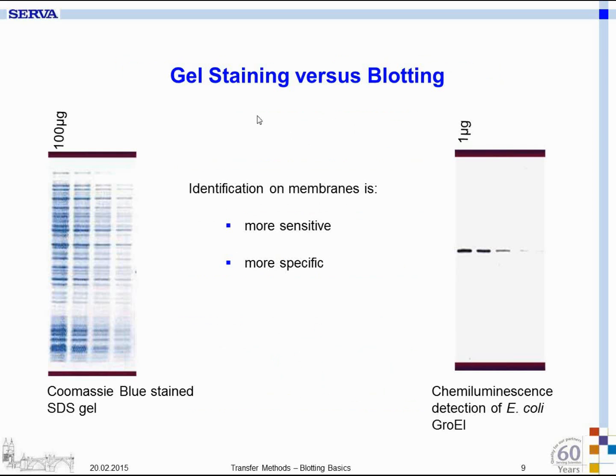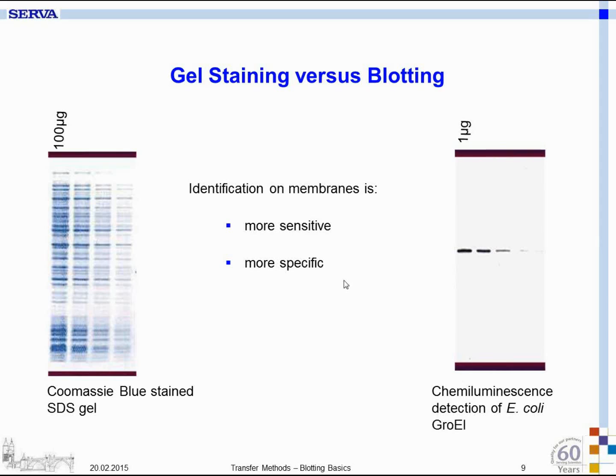Here's an example on a very old slide I have. You see a sample separated in an SDS gel. In this lane here, 100 micrograms was loaded. The gel was stained with Coomassie blue as a general staining. But when you perform blotting with the same sample, you can use much, much less sample. Just 1 microgram is loaded here in this lane, and there was a chemiluminescence detection of E. coli GroEL protein. You see the sensitivity is very high and the specificity is very high.